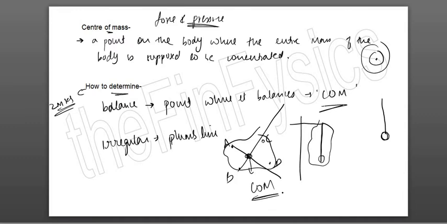Sometimes they ask you how many lines are required, or rather from how many points will you suspend the object? You will write minimum 2. Are we clear how to determine center of mass of the object?